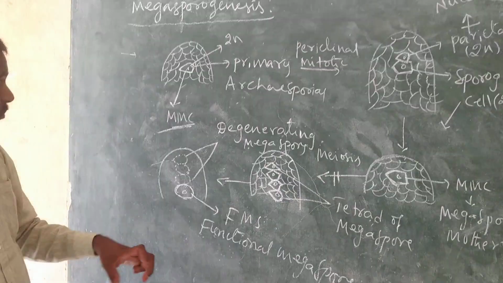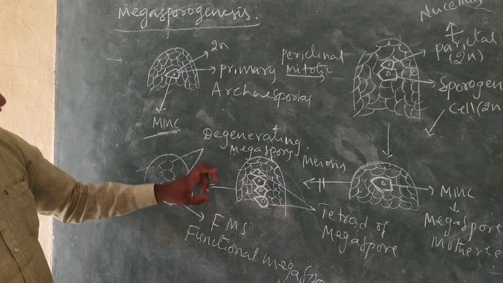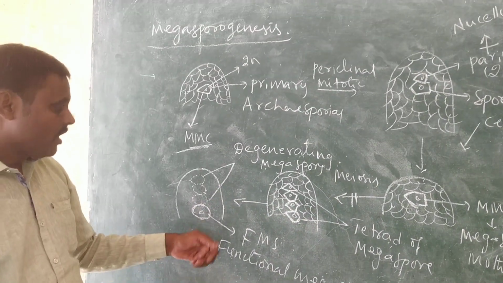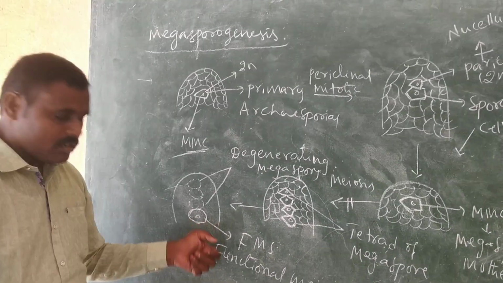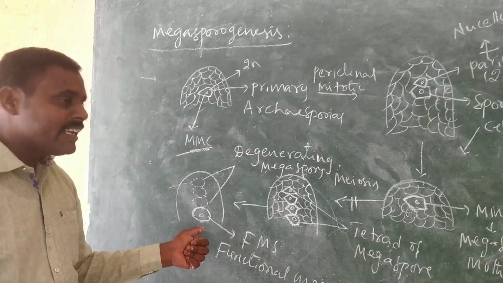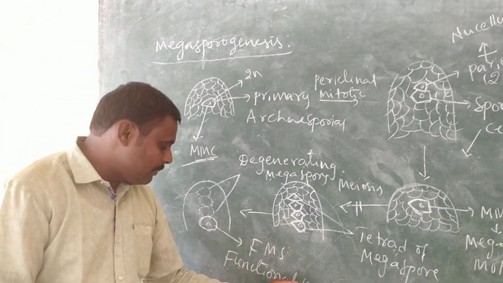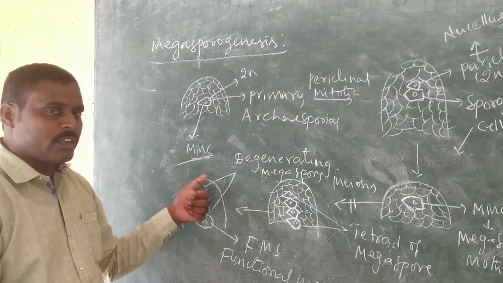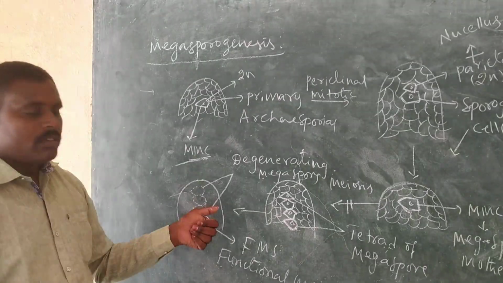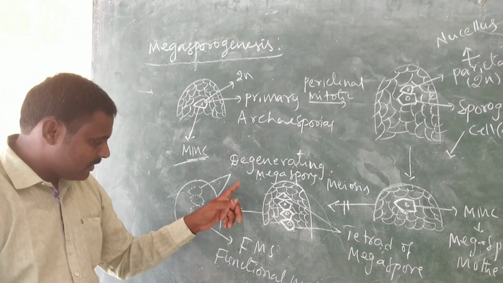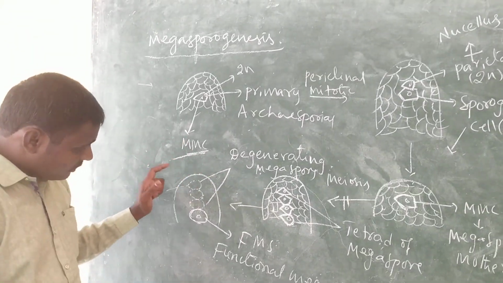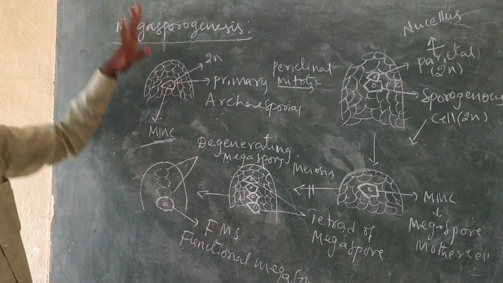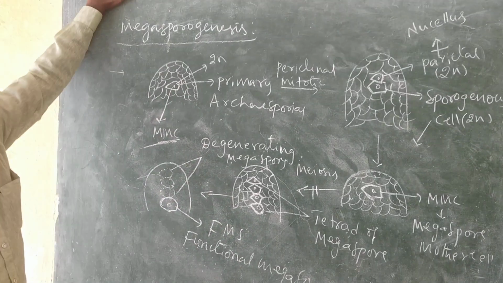But my question is, from which end will the megaspore develop into the functional megaspore, the micropylar end or the chalazal end? The chalazal end megaspore develops into the functional megaspore. The three megaspores towards the micropylar end degenerate, and the megaspore towards the chalazal end develops into the functional megaspore. This is about megasporogenesis.